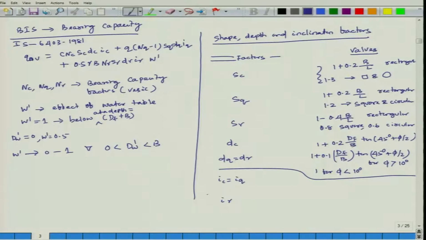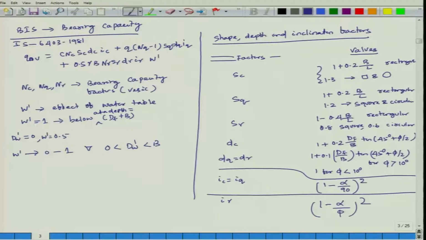Then the inclination factors: IC is equal to IQ, the inclination factor for C and Q, which is (1 minus alpha by 90) whole square, and I gamma will be (1 minus alpha by phi) whole square.